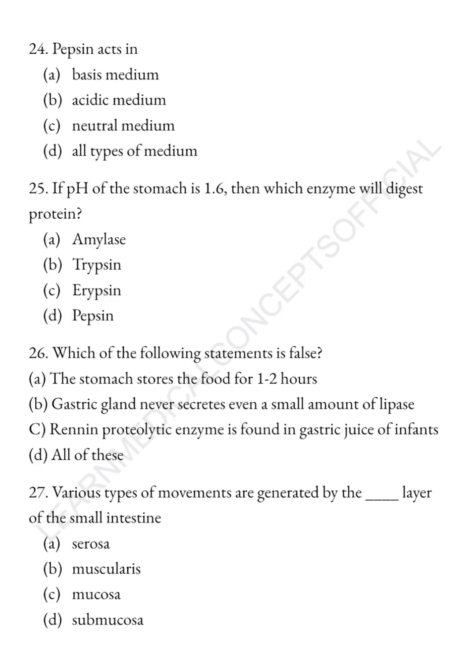25th question. If the pH of the stomach is 1.6, then which enzyme will digest protein? Option A, amylase, option B, trypsin, option C, erepsin, option D, pepsin. Your time starts now. So the correct option is pepsin because it acts at around 1.8 pH. So pepsin will be the correct answer.